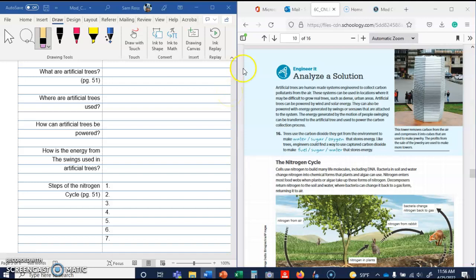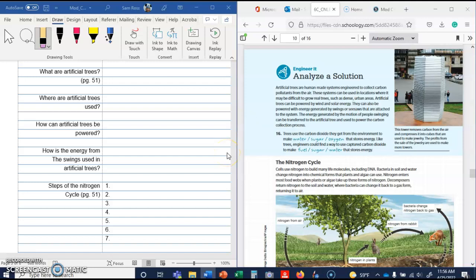Where are artificial trees used? These systems can be used in locations where it may be difficult to grow real trees, such as dense urban areas, so like cities, big cities, where you're not going to have a whole lot of ground that you can plant a tree. How can artificial trees be powered? Artificial trees can be powered by wind and solar energy.